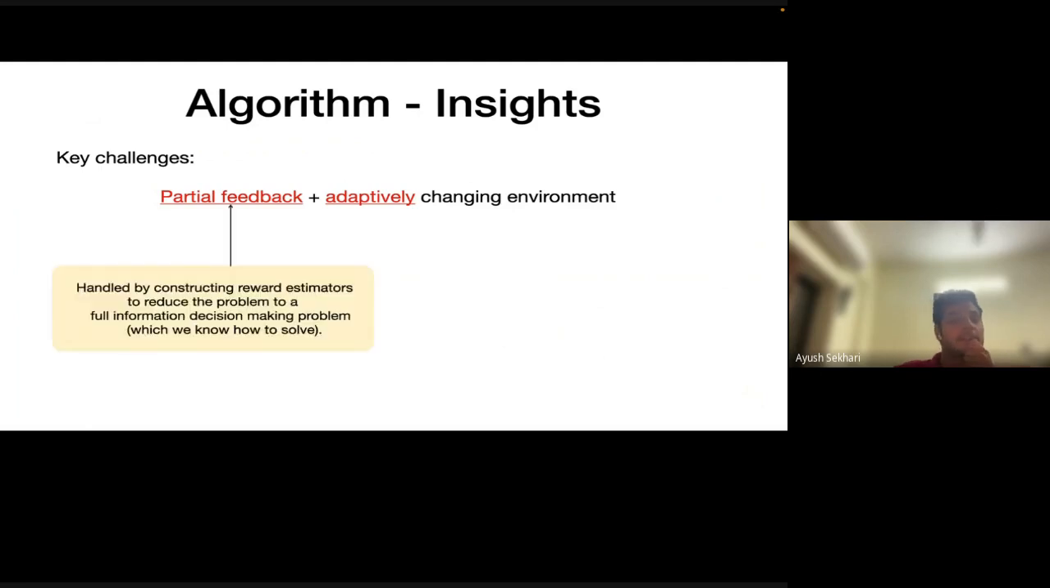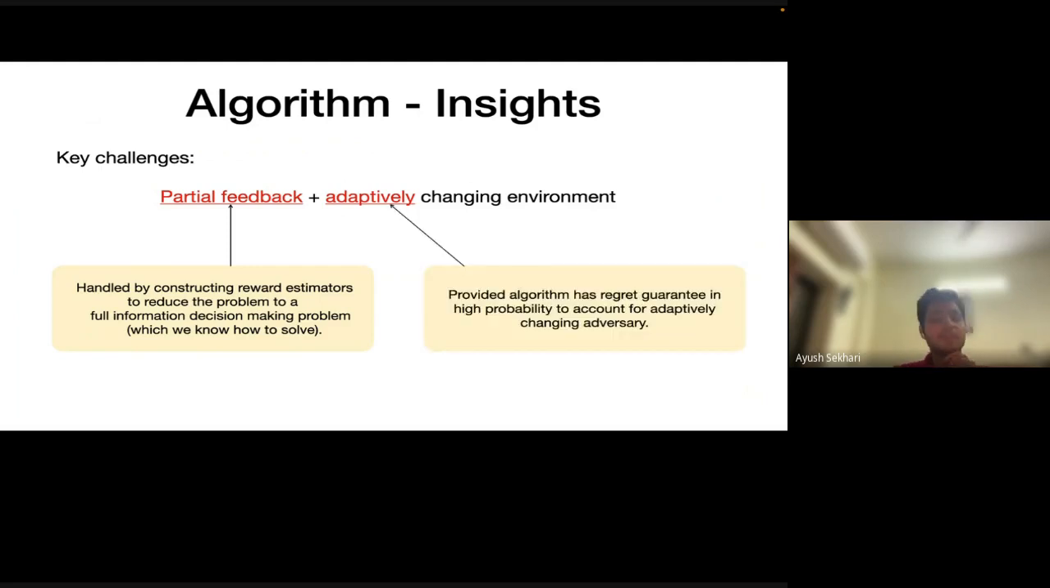At a high level, the aspect of partial feedback is handled by constructing reward estimators and somehow reducing the problem from a partial information problem to a full information problem that we know how to solve. And this is precisely where we use exploration by optimization machinery to come up with the right way to reduce a partial information problem to a full information problem. And what we will show is that our algorithm has regret guarantees in high probability that account for an adaptively changing adversary.